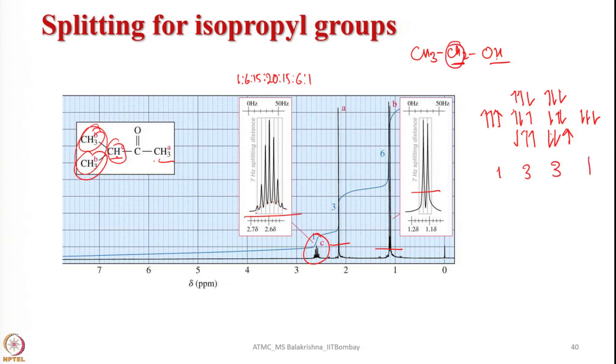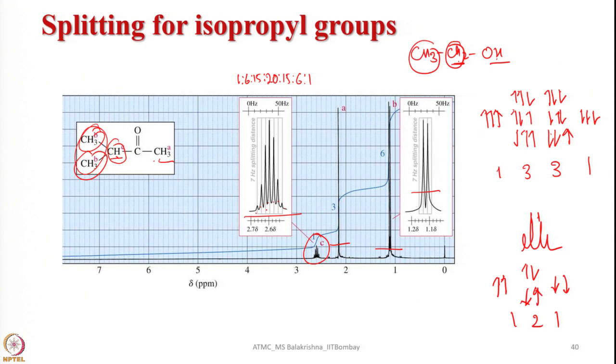So this one will show a signal something like this. On the other hand, for this one would be influence of under these 2. So these 2 will be 1 like this, 1 is like this, 1 is like this, 1 is like this, 1 is like this, and 1 will be like this, 1:2:1. So this is how you can also write for 6 also.